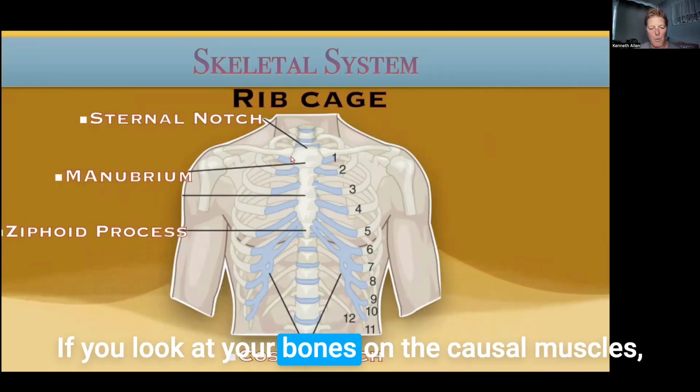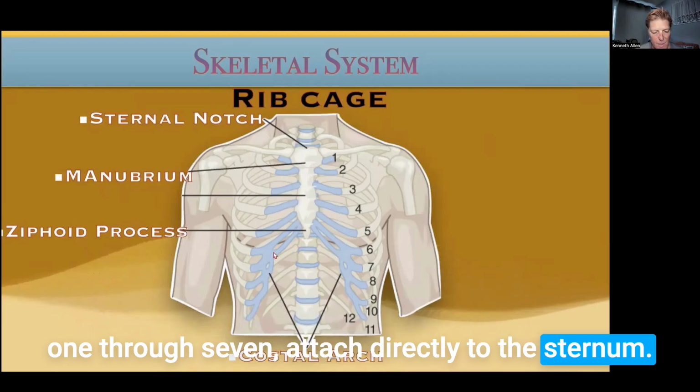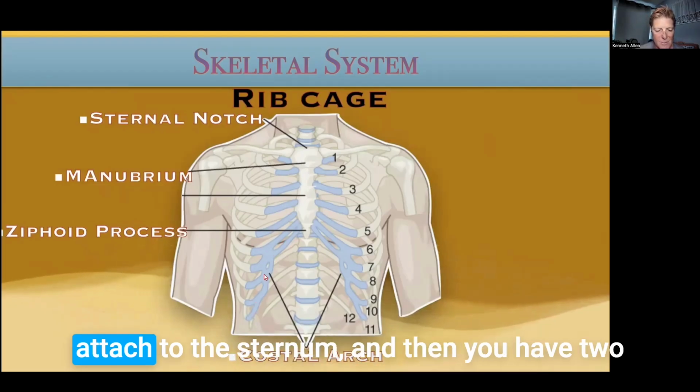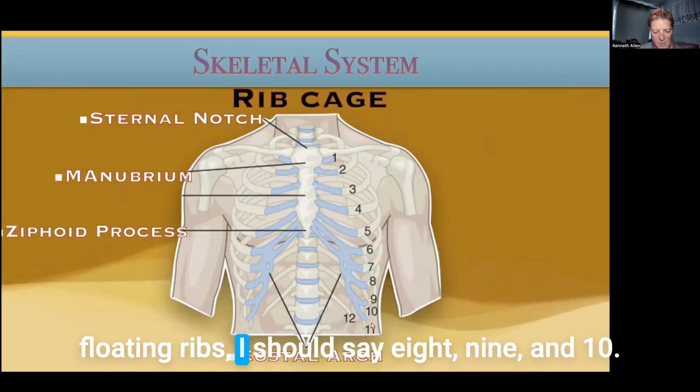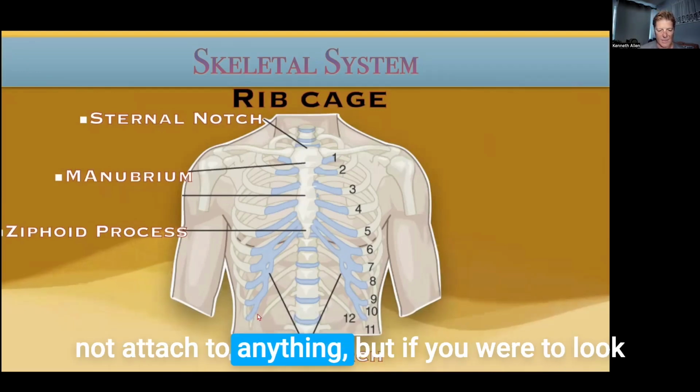If you look at your bones on the costal muscles, 1 through 7 attach directly to the sternum. 8, 9, 10, 11 attach to themselves, which attach to the sternum. And then you have 2 floating ribs, I should say, 8, 9, and 10, and 11 and 12 are the floating ribs that do not attach to anything.